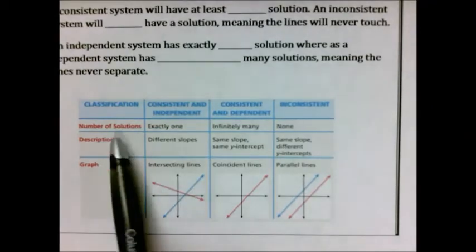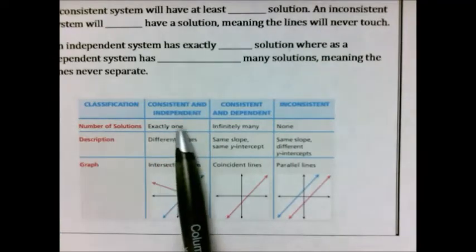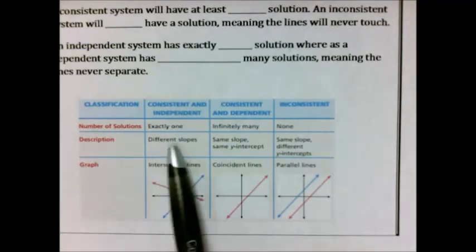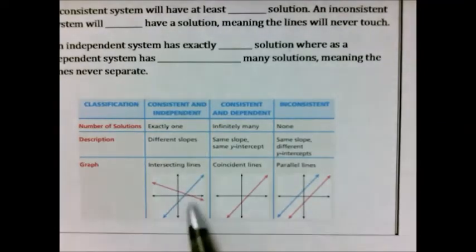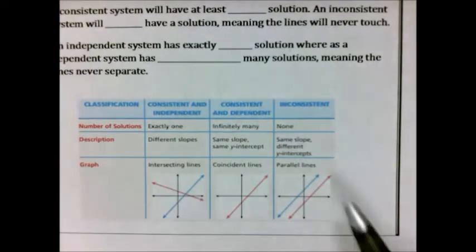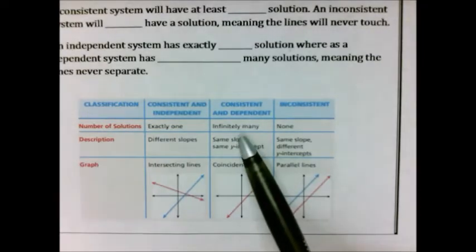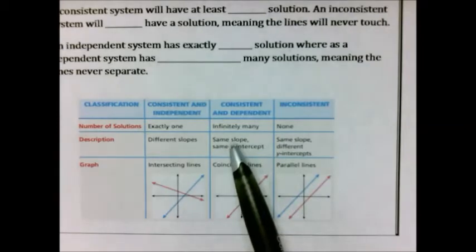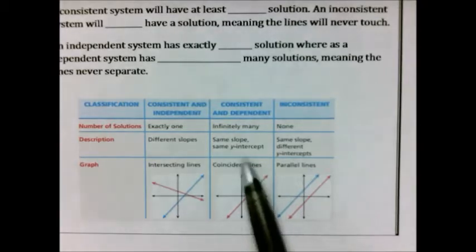Okay, so I'm going to push this down a little bit and we can see kind of what I'm meaning by this. A consistent and independent system, meaning they have at least one solution, and exactly one, there is only going to be one solution. The two lines will have different slopes, and the graphs will look something like this, where you have two lines intersecting. A consistent, meaning there's at least one solution, and dependent, meaning there's infinitely many solutions, system is going to have the same exact slope and the same exact y-intercept, okay? And it's going to look something like this, where the two lines actually graphed make one line, okay?